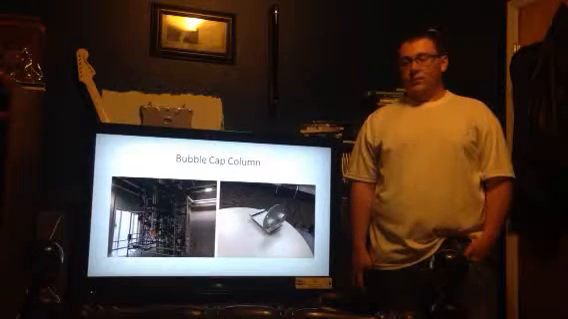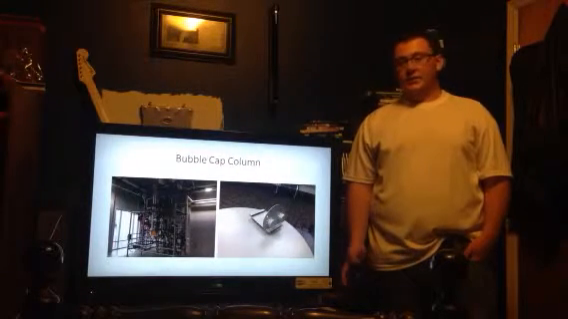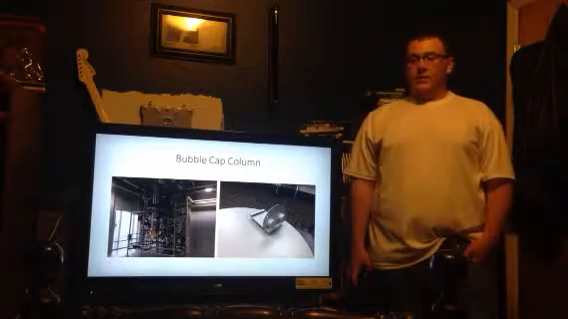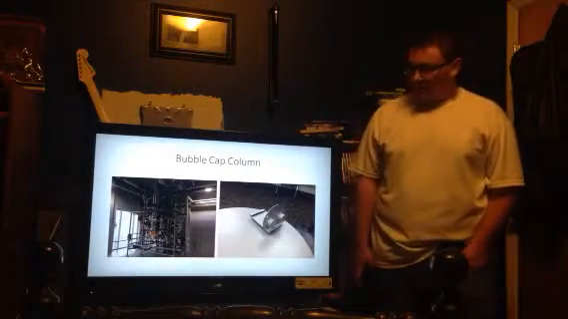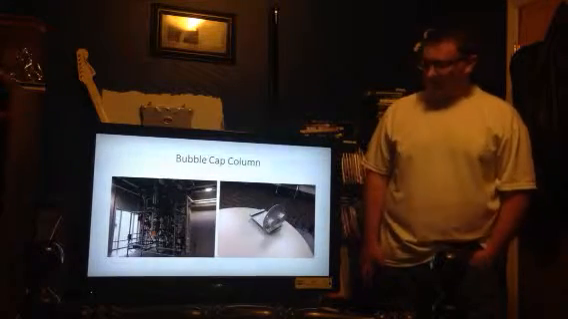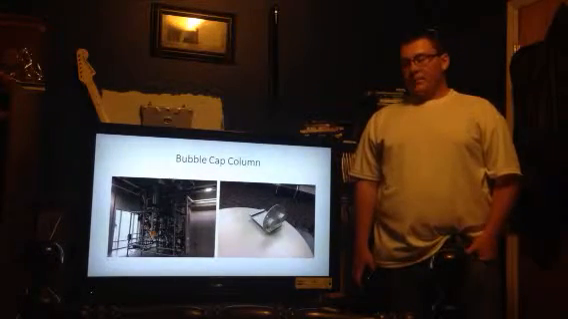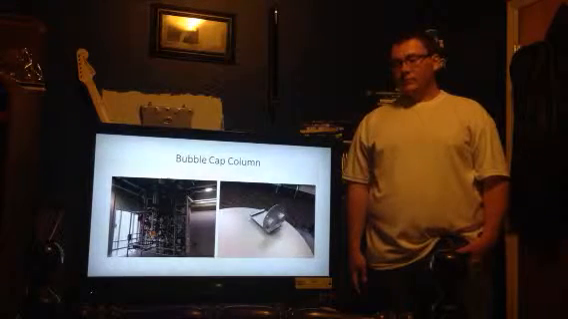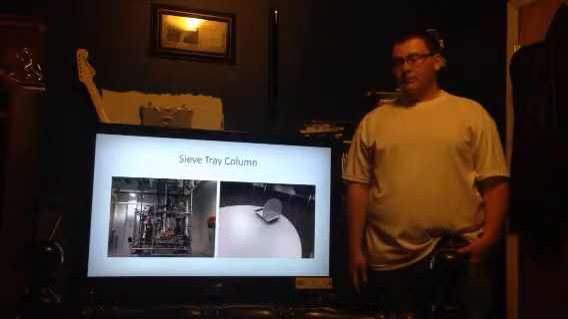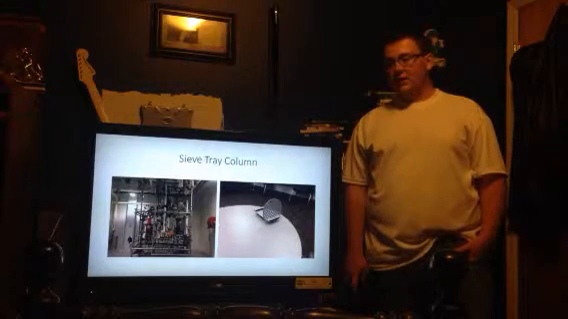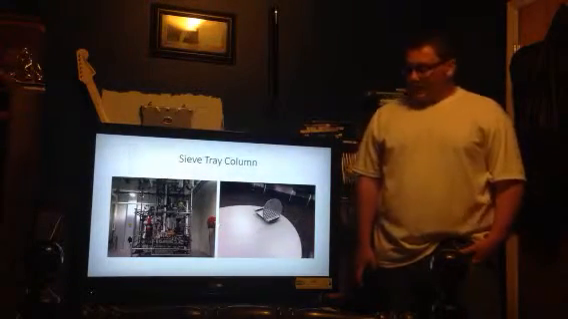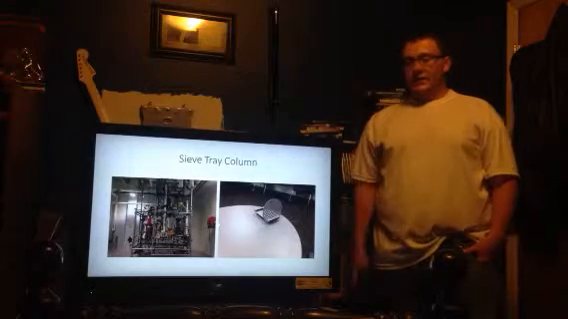This is what the bubble cap tray actually looks like on the inside of the columns, the picture on the right. And this is the sieve tray column. The picture on the right is what the sieve tray actually looks like inside the column.